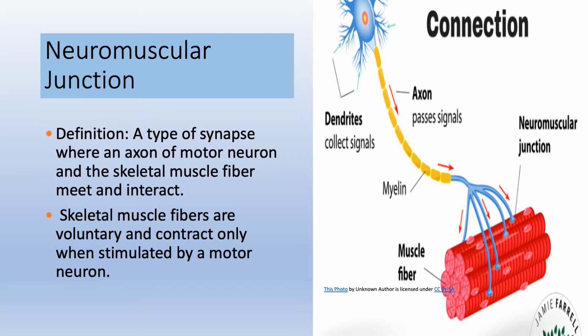We can define the neuromuscular junction as a type of synapse, a synapse where an axon of a motor neuron and a skeletal muscle fiber meet. This meeting is very important because skeletal muscle fibers are voluntary and they can contract only when stimulated by a motor neuron. If that motor neuron dies, no matter how good or strong the muscle fiber is, it cannot function anymore. It goes to atrophy, shrinks in size, and function will be lost.